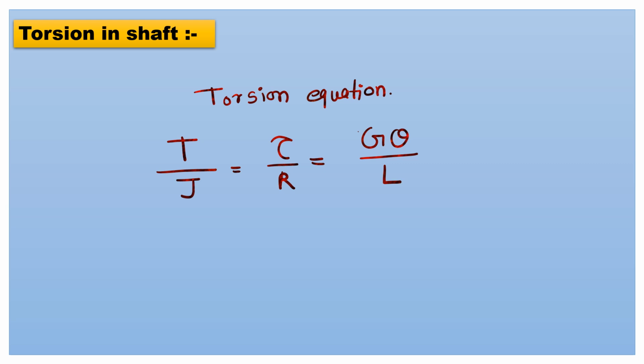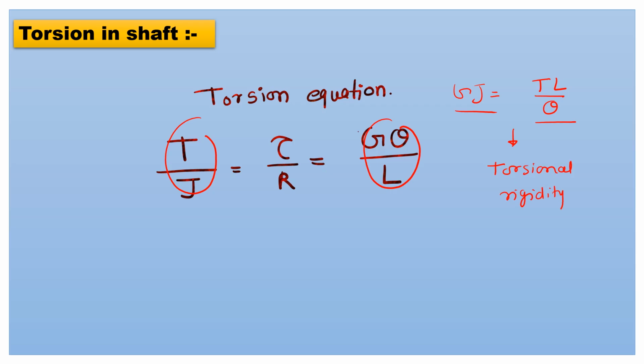Okay, so numerical problems are asked rarely, but they ask one formula about this formula, which is GJ. So GJ is nothing but, take the first term and second term, TL by theta. So this GJ, or TL by theta, is nothing but the torsional rigidity. They ask what is torsional rigidity, or in the previous video we saw the axial rigidity and then flexural rigidity. So these rigidity formulas are all important. So here GJ is the torsional rigidity.